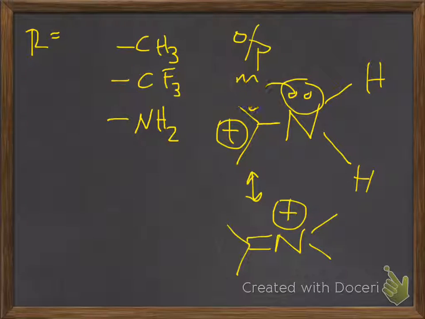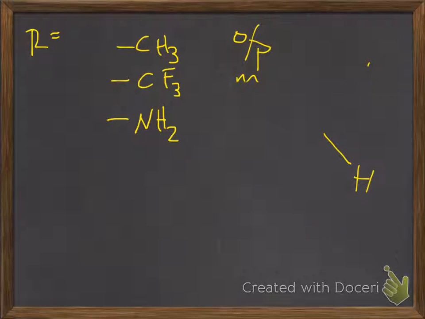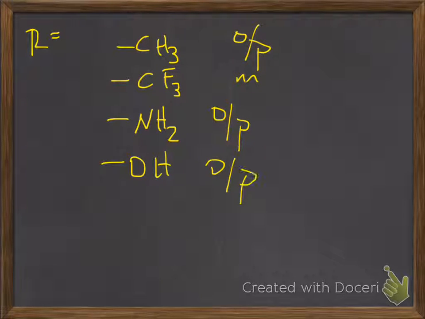Let me try to erase this so that way I can write it on there. Okay, so NH2 is an OP director. OH is an OP director because the oxygen itself is directly attached, and it has lone pair electrons. What if the R group is something like this?